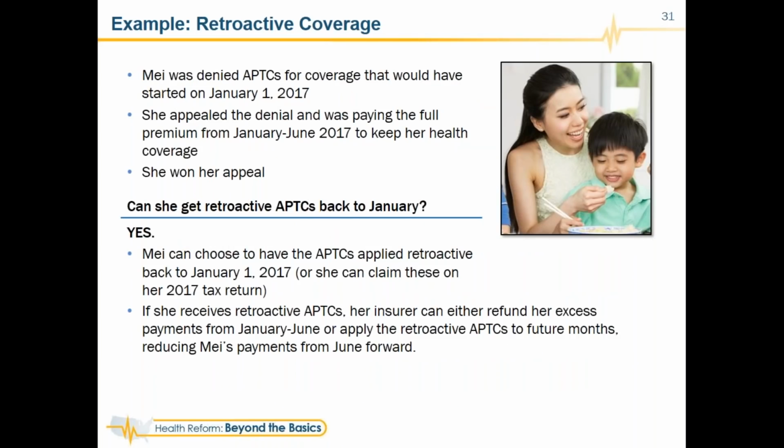We have an example here where May was denied APTCs that would have started on January 1st, 2007. She appealed and the decision was favorable to her. If it's now June, can she actually get her APTCs back to January? And the answer is yes. So she could go back to January 1st, or she could also start on June 1st, the date her appeals decision was made.